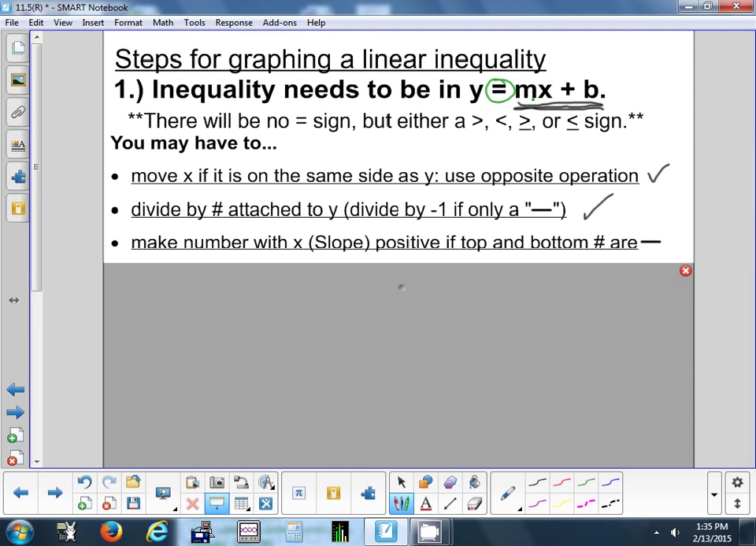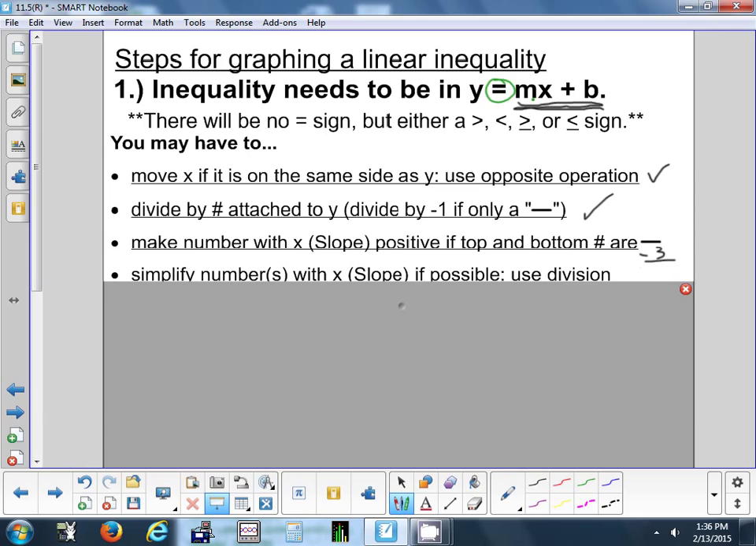Okay, so now the slope. Remember, if you have the number with x, if both the top and the bottom are negative, that cancels out and you get positive. So if the number next to x has a negative in the top and the bottom, let's say that was the number next to x, -3 over -2, remember to cancel those negatives out.